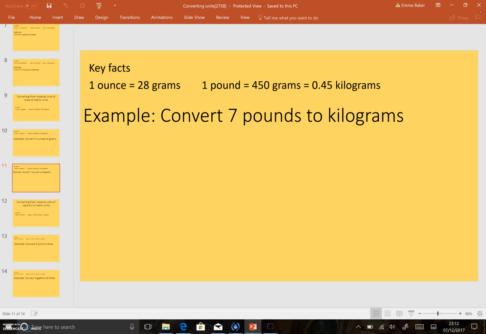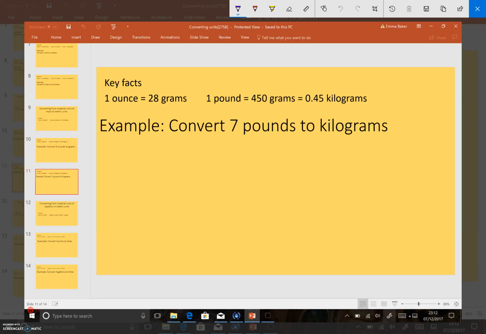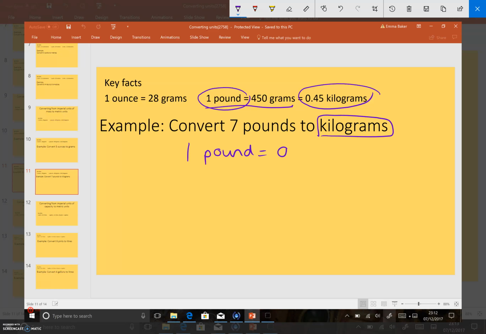Let's have a look at another example. If we have a look at converting 7 pounds to kilograms. Okay, this one here. So 7 pounds. So I'm looking at this one here. Oh, now I want to convert it to kilograms. So I know that 1 pound is 0.45 kilograms. So 1 pound is 0.45 kilograms. I want 7 of them this time. So I'm multiplying by 7.